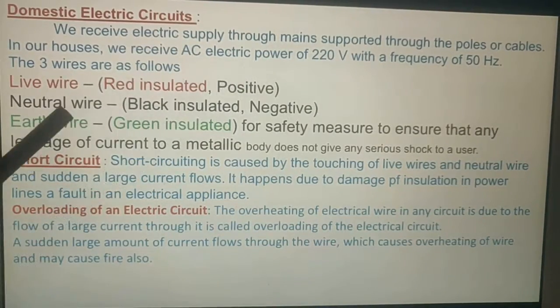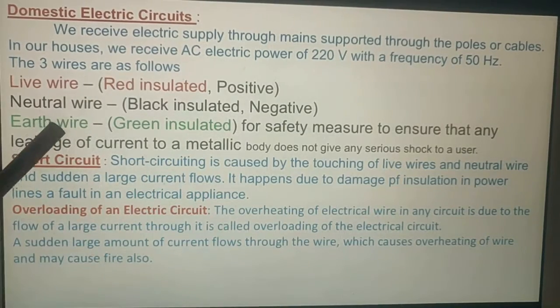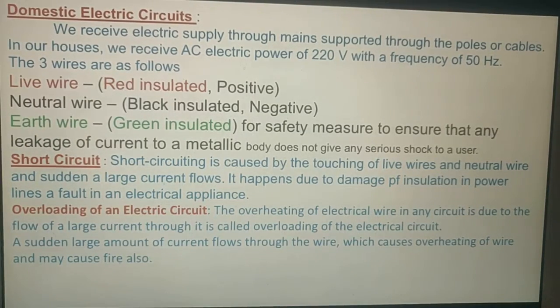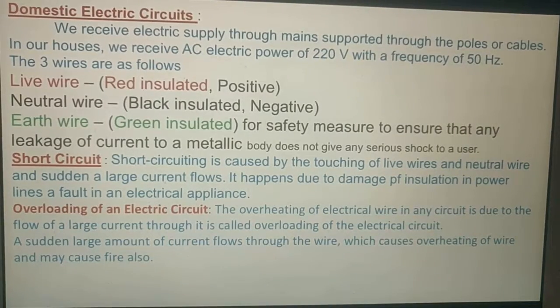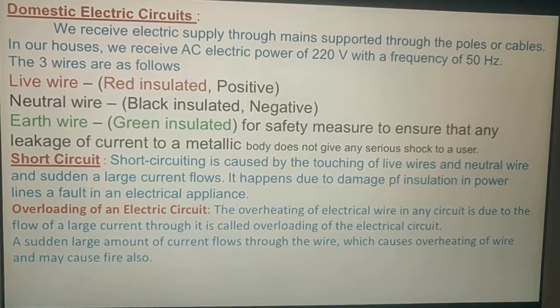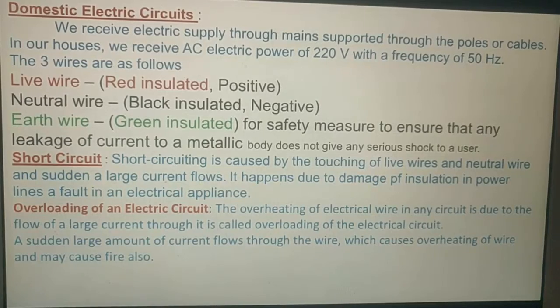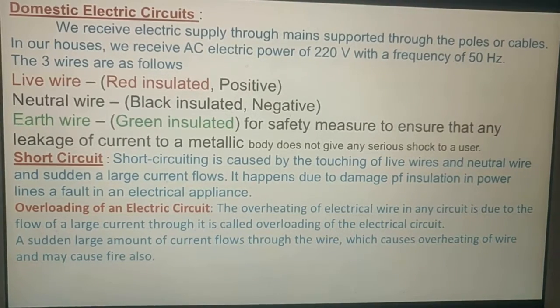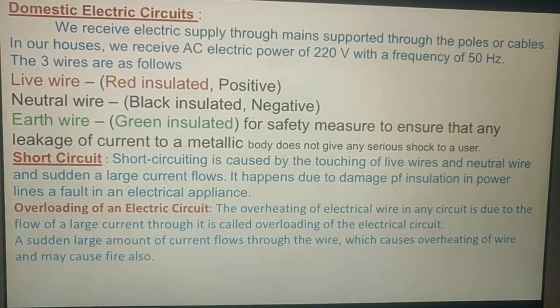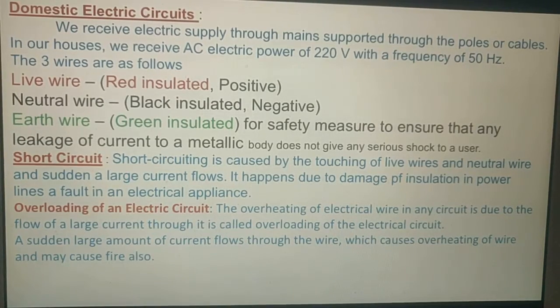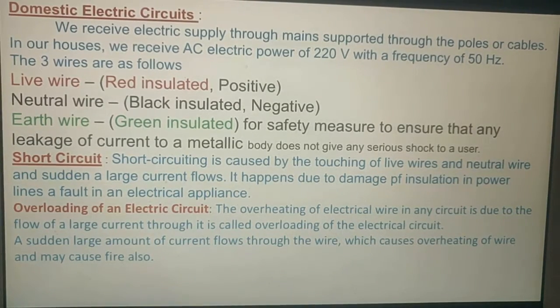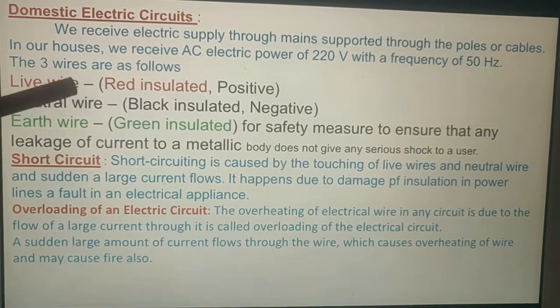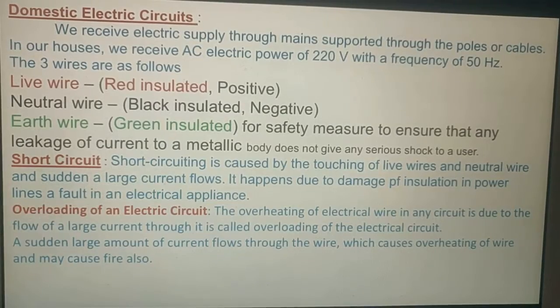Live wire is positive, neutral wire is negative, and the earth wire is for safety measures, to ensure that any leakage of current to a metallic body does not give any serious shock to the user. The short circuit and overloading. Short circuit is caused by touching of live and neutral wires, and a sudden large current flows. When these two wires connect to each other, a sudden large current flows.